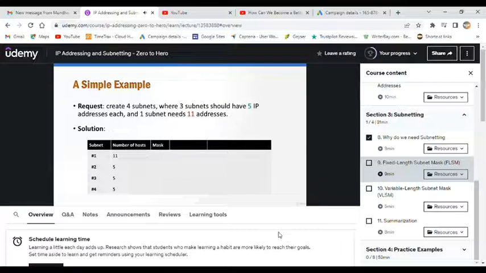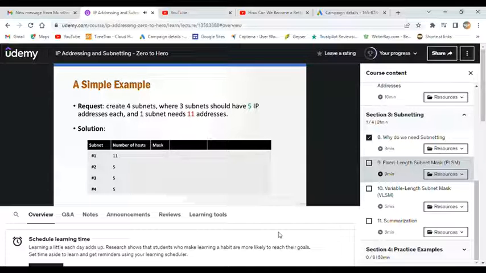In fixed length subnetting, all of the subnets are going to have the same mask, and the mask for all of the subnets is determined by the largest network. So we just need to make sure that the largest network has enough different IP addresses to cover all of its hosts. For 11 addresses, we're going to need 4 bits. 2 to the power of 4 is 16.